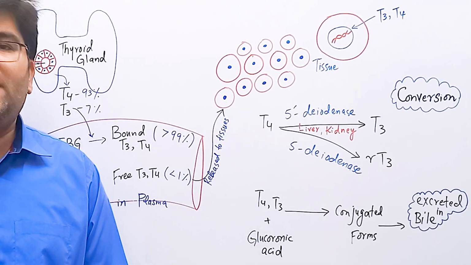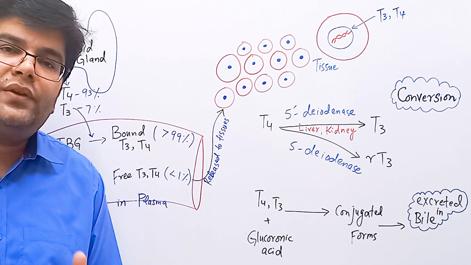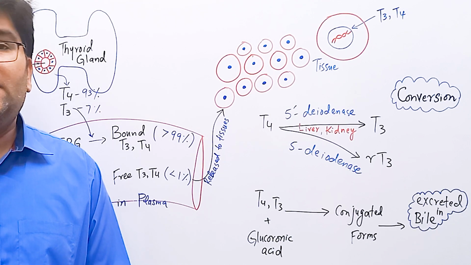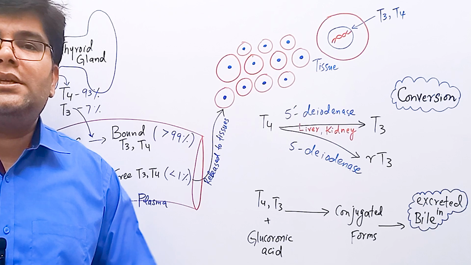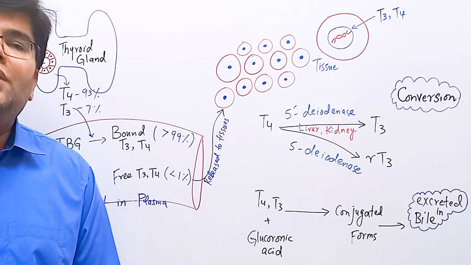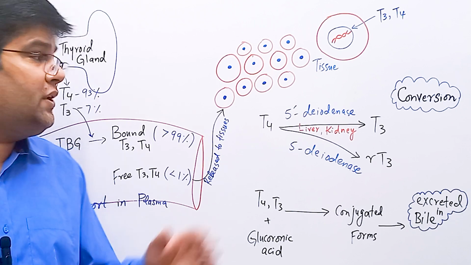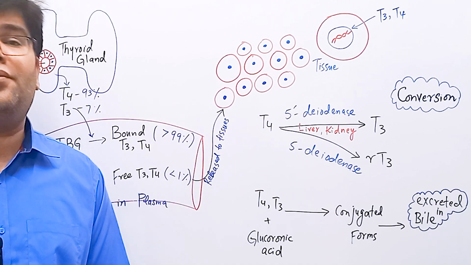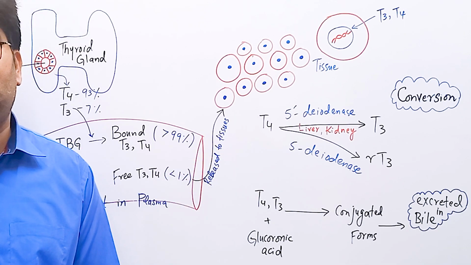It has a latent period of about 2 to 3 days, after which it starts its action. Then its action gradually increases and reaches a maximum activity within 10 to 12 days. And this action of T4 hormone persists for about 6 weeks to 2 months.